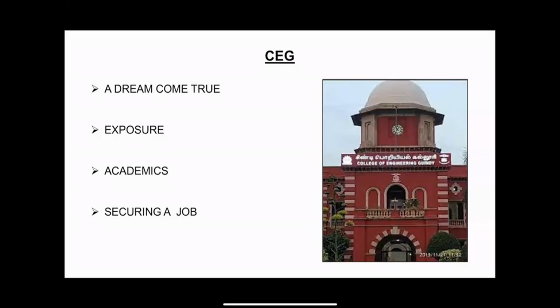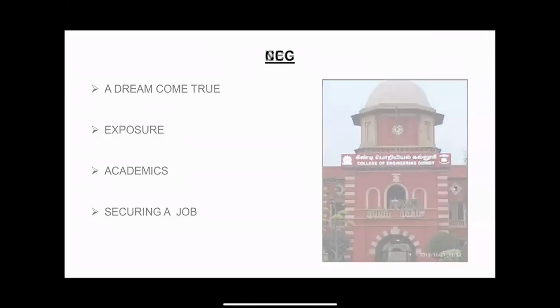These 4 years in CEG gave me everything: friends, juniors, seniors, unlimited resources, self confidence, etc. But the best thing that CEG ever gave me is NCC. There is no second thought on that.